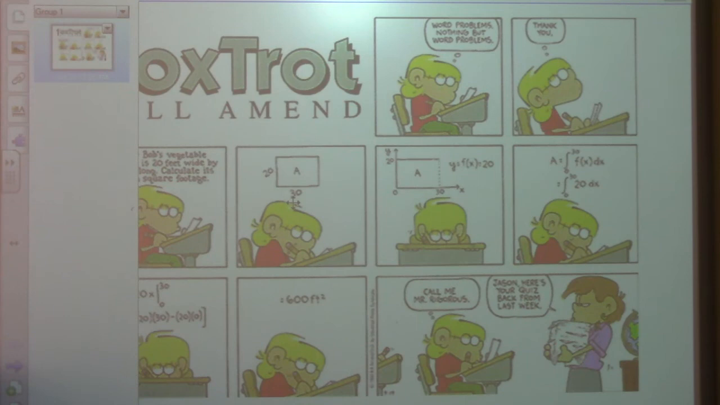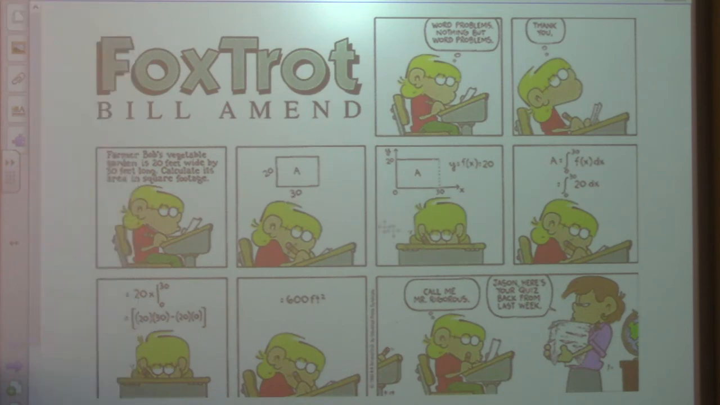There we are. Remember seeing this cartoon? Never. You remember seeing it? No. Okay. Well, good. So anyway, here we have Jason. He's given this thing word problems. Nothing but word problems. He turns his eyes heavenward. Thank you. And it says, here's the problem. Farmer Bob's vegetable garden is 20 feet wide by 30 feet long. Calculate its area in square footage.